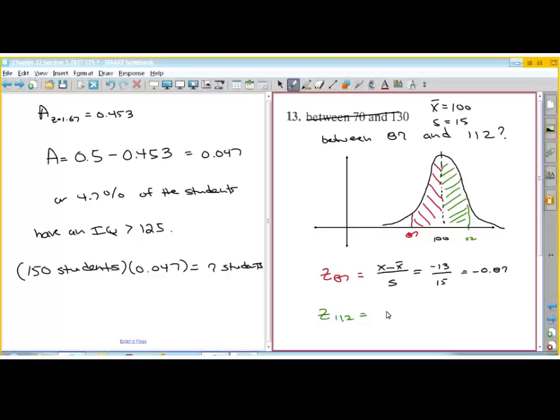So Josh, what did you get for a z-score of 112? Okay, let's go ahead and do that one. Should be very close because this is negative 13. This is going to be positive 12.